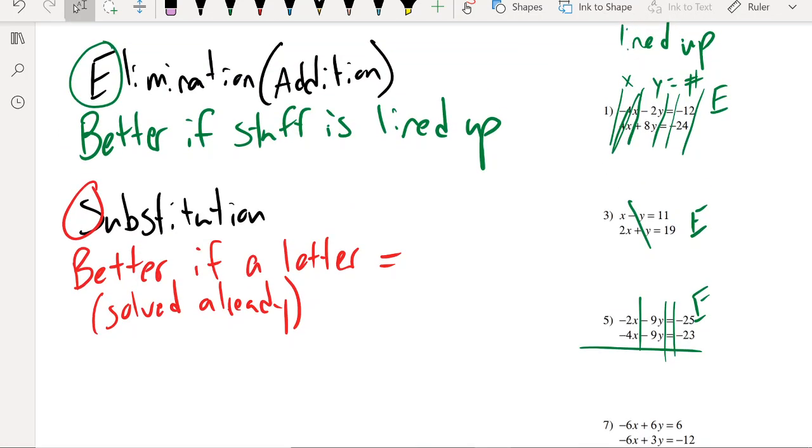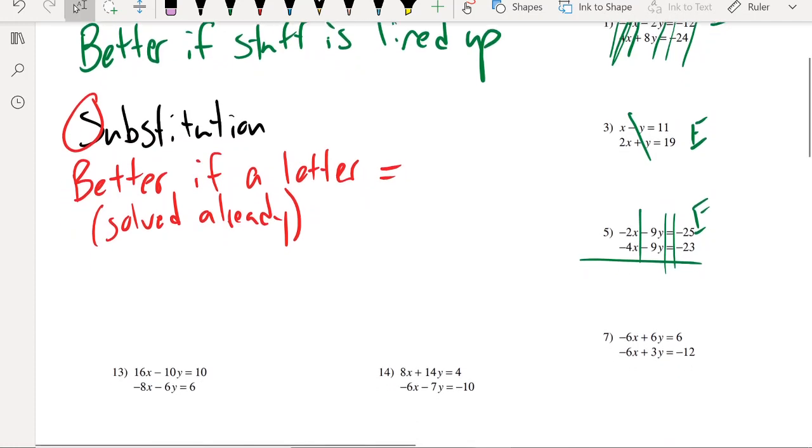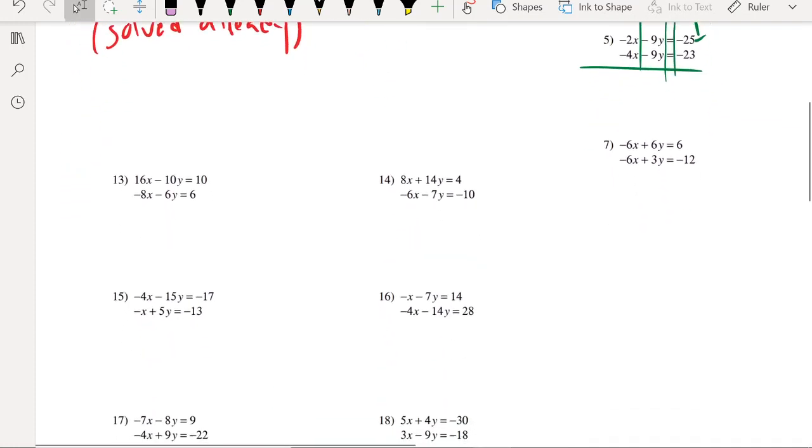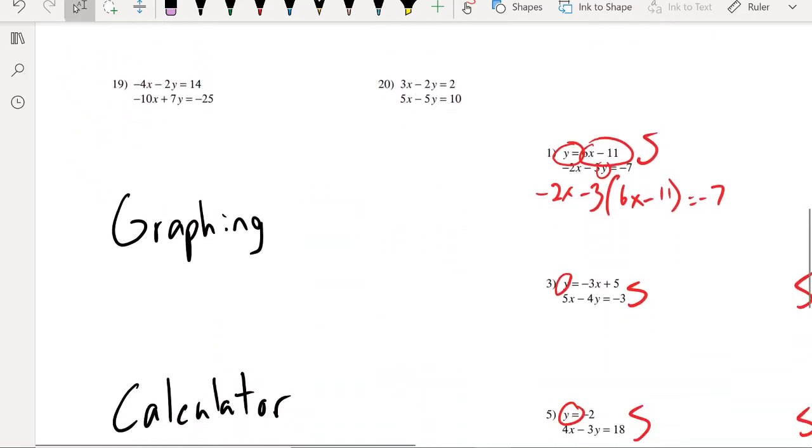So far for the big two, you want to use elimination if your stuff is lined up. It doesn't have to be x, y equals number. It could be number equals x, y. It could be y equals number x. It could be whatever, as long as both equations are like that. And then for substitution, it works better if a letter is equaled to something already, so it's already solved.